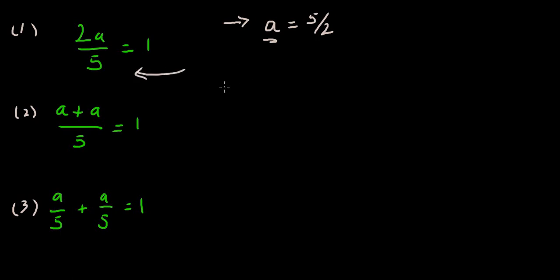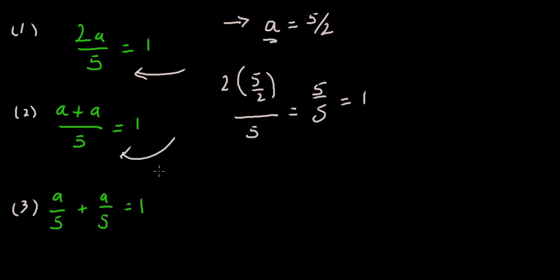So we have 2 times 5 over 2, we'll write it like this actually, 5 over 2 divided by 5 equals 1. Now we know that 2 times 5 over 2 equals 5, and so we have 5 over 5 equals 1, and so we know that this value of a is the correct solution to our first equation. So how about our second equation?